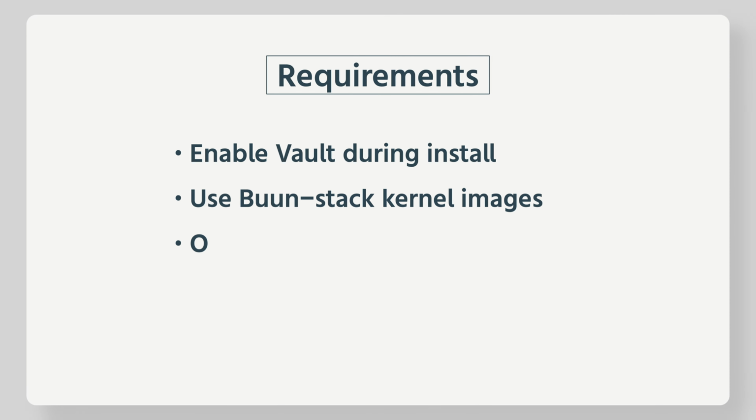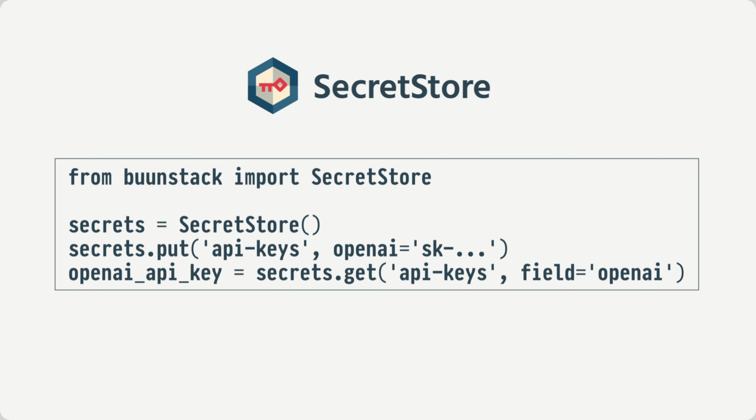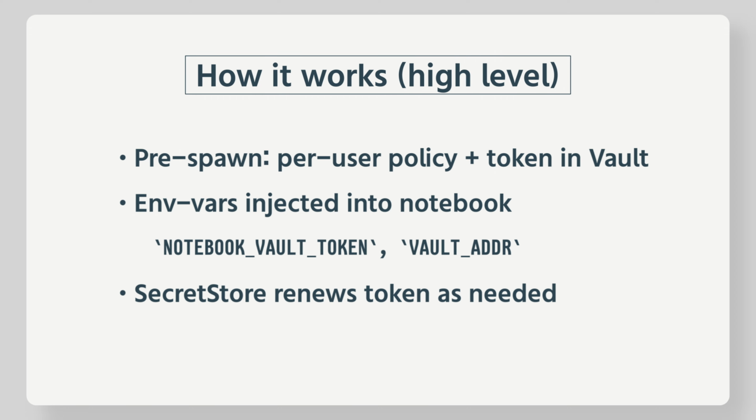To use this, enable Vault during install, and pick one of the Buun Stack kernels. Those images include the Python package and handle Vault authentication automatically. It works like Google Colab or Databricks, where secrets are stored and loaded into code, and each user is isolated with full audit logs. Next, I'll show how this works at a high level.